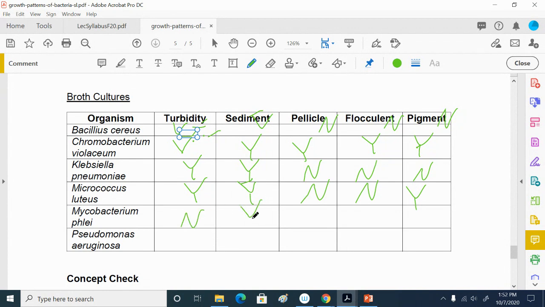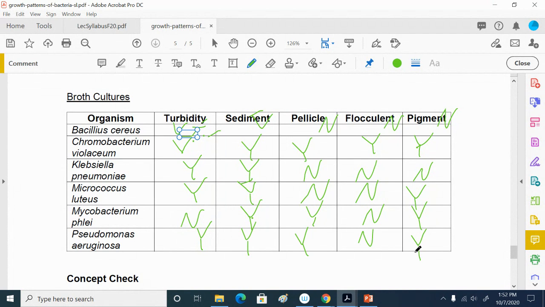There may be sediment if the pellicle breaks. Yes, a major pellicle. No flocculent. Yes to pigment. And the Pseudomonas, that's the one that I drew for you. So yes turbidity, yes sediment, yes pellicle, no flocculent, and yes pigment.